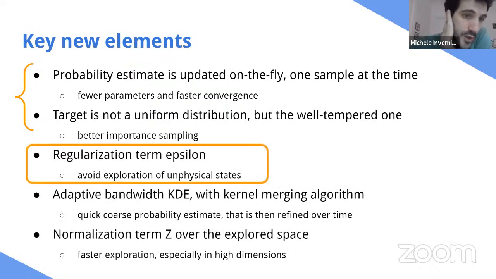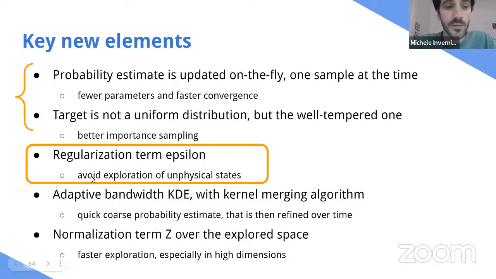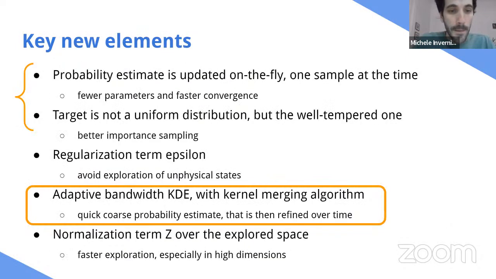The other new element is that we added a regularization term. Usually one has a rough idea of what the free energy barrier is that one wants to overcome, and we can tell the OPES simulation not to go beyond that. This allows us to avoid extremely high free energy and unphysical states. Metadynamics, if you've used it, tends to always overcome any barrier, no? So also barriers that you don't want to overcome. So this is a built-in feature that allows to avoid that.